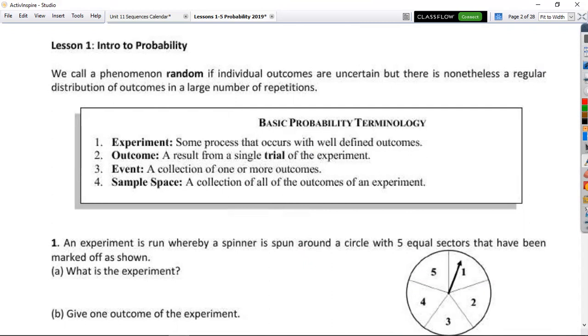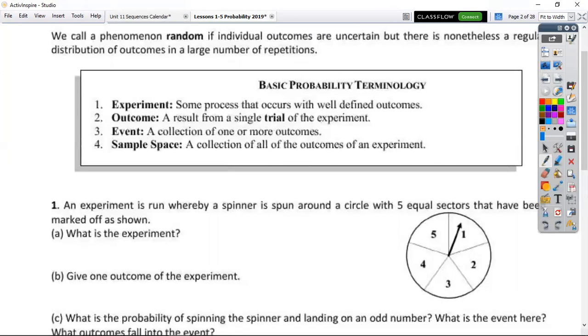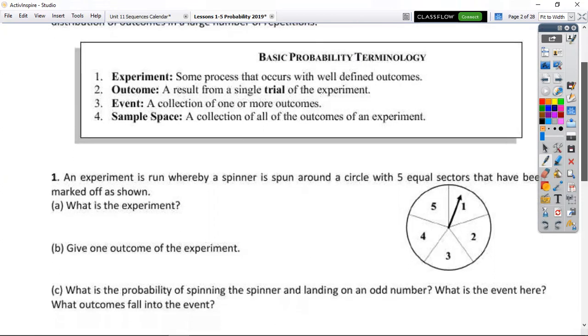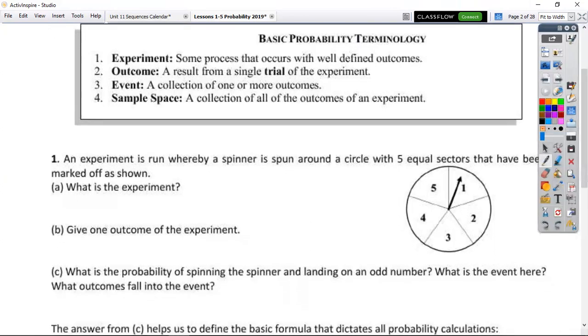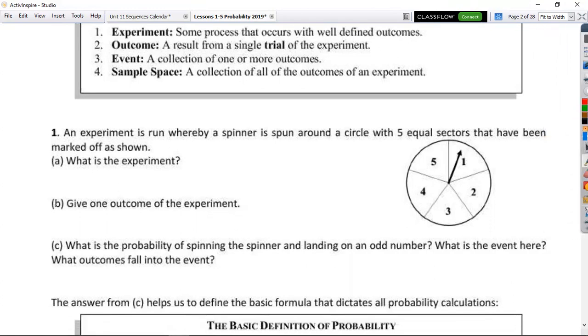So we're going to look at events here that are random. Your basic probability terminology in your box here. You have what's called an experiment, which is just some sort of procedure that you're going to use. Sometimes it involves flipping a coin or spinning a spinner. Outcome is your result. An event is a collection of all your outcomes, and the sample space is where you list them. So you can list them just out, like in a big list, or you can do what's called a tree diagram, which I'm sure you've probably seen in the past.